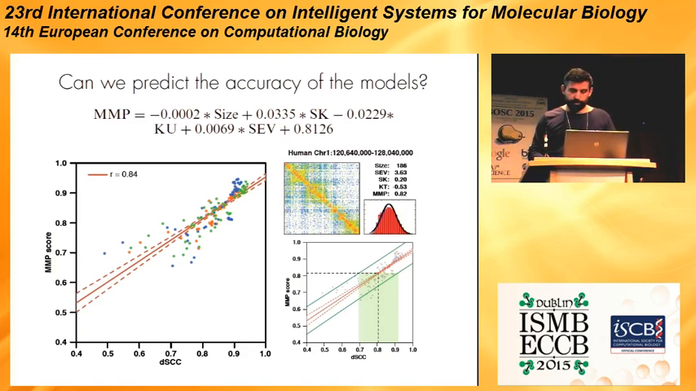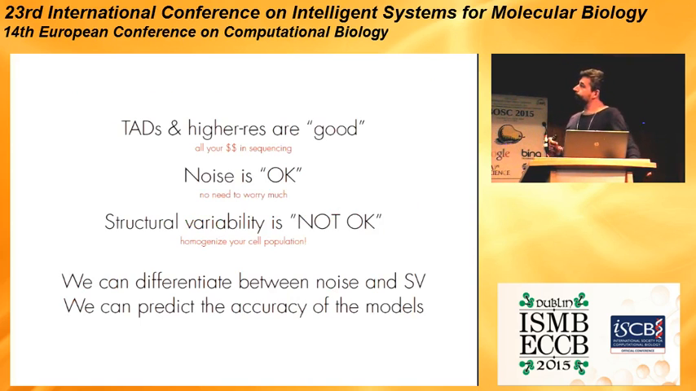So let me summarize what I'm saying here. TADs are good and high resolution is good. So if you are an experimentalist doing Hi-C and you want to build three-dimensional models, put all your cash in sequencing. This is basically what that first message says. Noise is okay, so no need to worry too much whether you have false positives or false negatives in your interaction data. The noise is canceled.